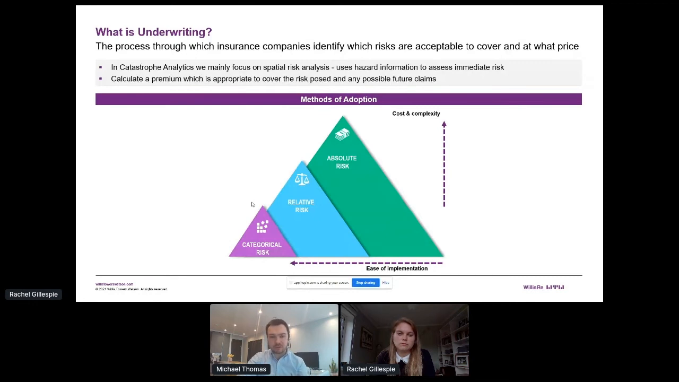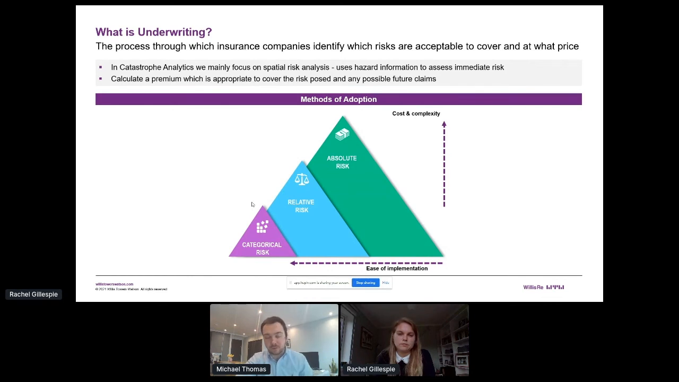If we think about relative risk, that might be looking at a average annual loss that you believe to be at the national level, and then you distribute that across your portfolio using a hazard-based layer based on the information in that. And that's a quite good way of differentiating regions from high to low risk.